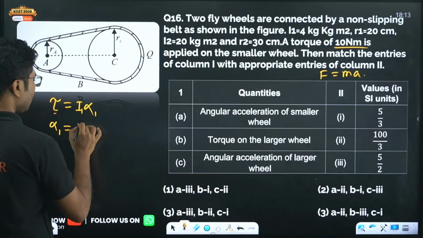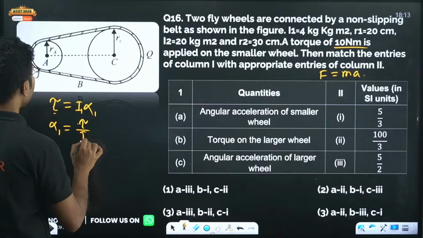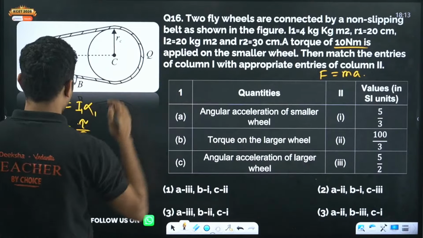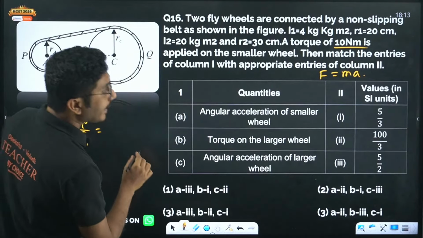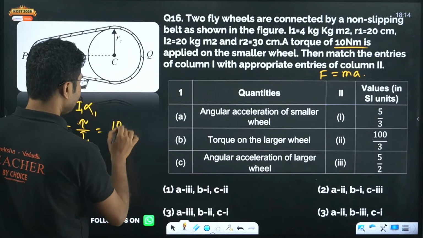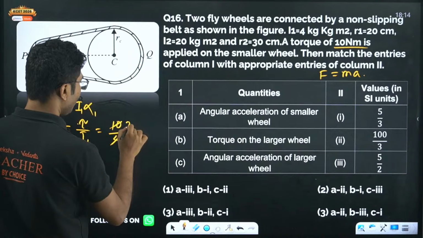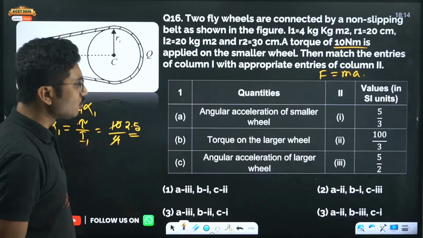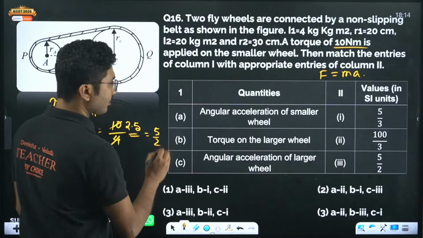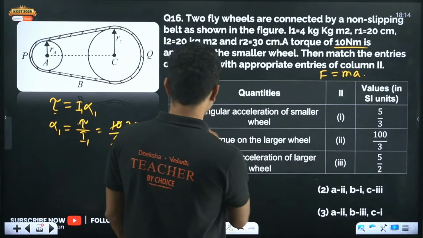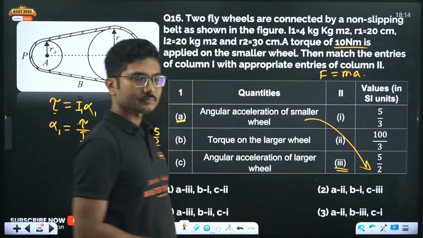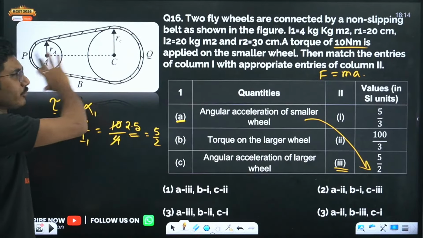So the first step is to calculate alpha 1. Alpha 1 is torque divided by, now which one is smaller? Yes, the smaller one is given by I1, right? So it will be 10 divided by 4, so that is 2.5. So angular acceleration is 2.5 radian per second squared, or 5 by 2. So A is matching with 3. A is matching with 3, angular acceleration. Now you can solve the remaining portion.